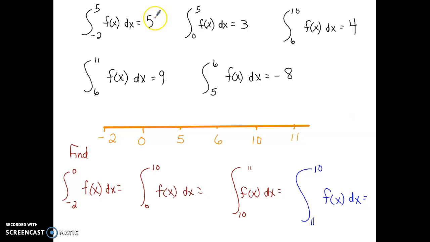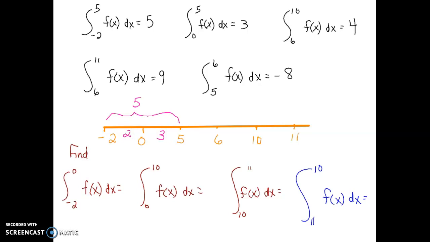So between -2 and 5, that equals 5. 0 to 5, that should equal 3. So before I put the other ones in, now we should be able to find between negative 2 and 0. That has a value of 2, because 2 plus 3 would equal 5.